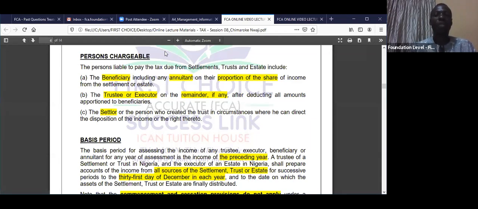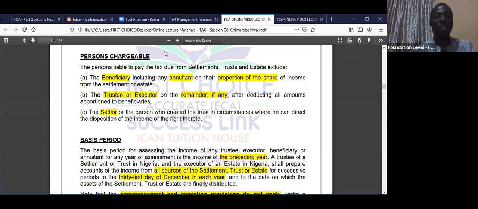If he dies on 31st December, from January 1 till December 31st of the next year becomes the first period. If he dies on January 1, from January 2 to December 31st becomes the first period. Then the second period will be from January 1 to December 31st. Now, because this is an individual who is no longer alive, you cannot say he is a going concern. So by default, we take the fiscal year.